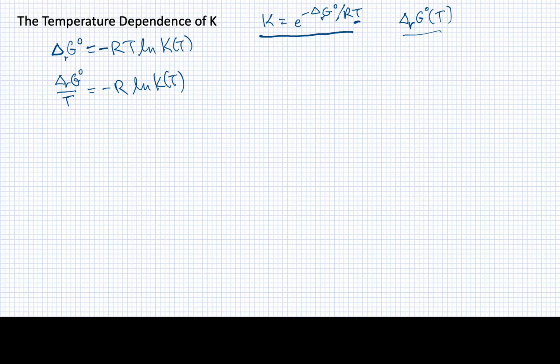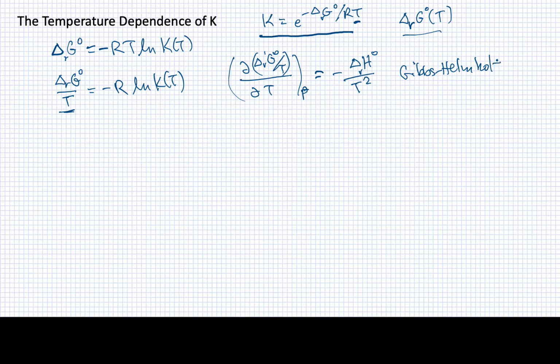Now, the reason I'm doing this is because I've already seen what happens if I take the temperature derivative of this quantity over here, and I want to remind you what that looks like. If I take the derivative of delta G0 over T with respect to temperature, at constant pressure, this is equal to negative delta H0 over T squared. You recognize this equation. It's basically the Gibbs-Helmholtz equation, and it gives us a way of getting a handle on the temperature dependence of the equilibrium constant. Let's see how that works.